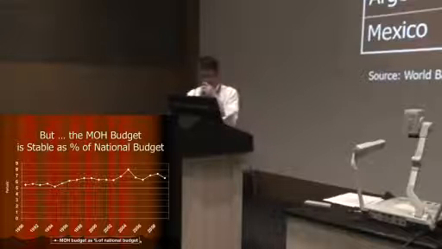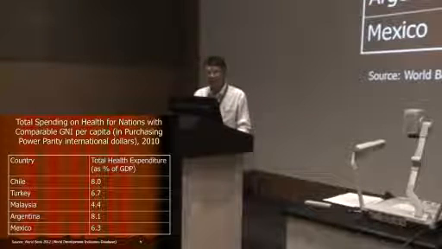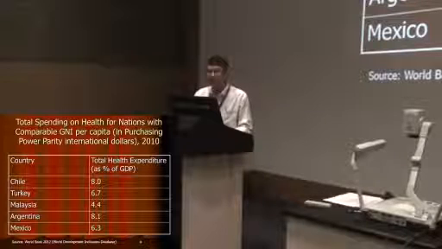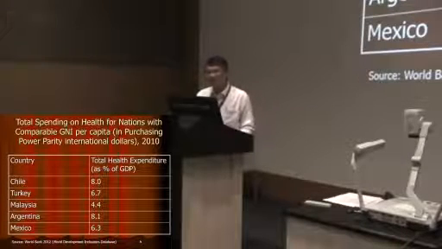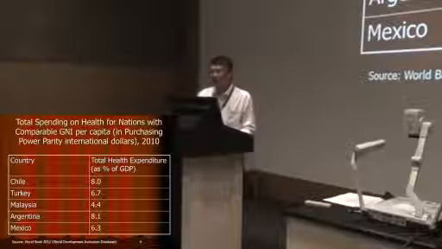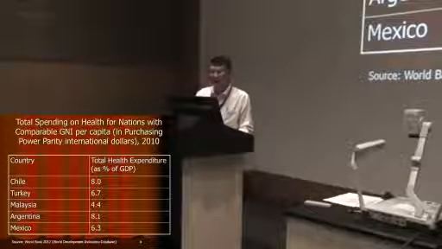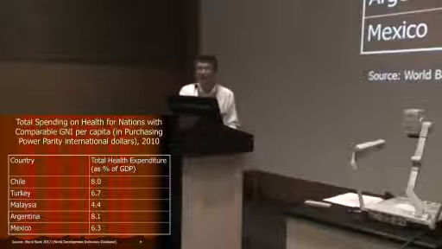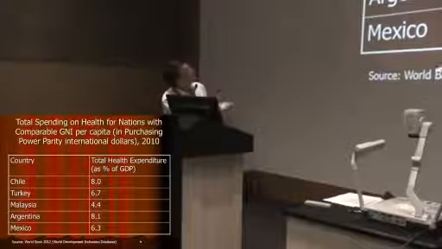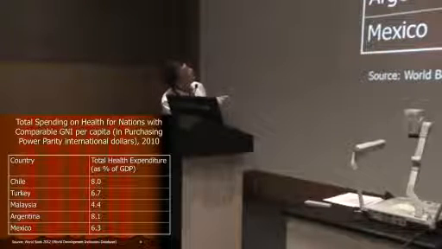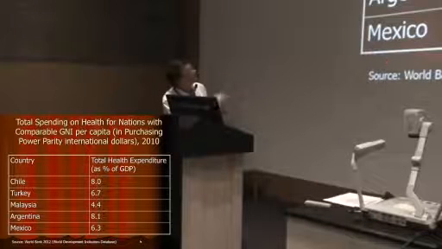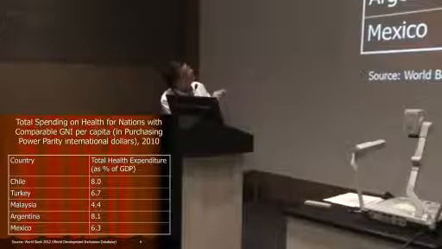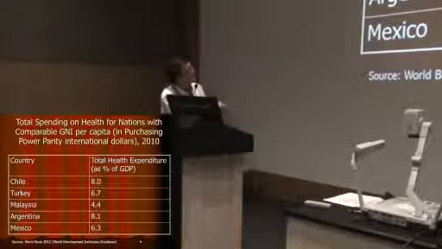If you look at it from a comparative perspective, total spending on health for nations with comparable gross national income, GNI per capita, meaning divided by the size of the population, and using something comparable called purchasing power parity, international dollars, PPP. These are countries which are equivalent in terms of gross national income per capita, that means at the same economic level, and then you look at how much they spend, adjusting for purchasing power parity. So what do you see here?